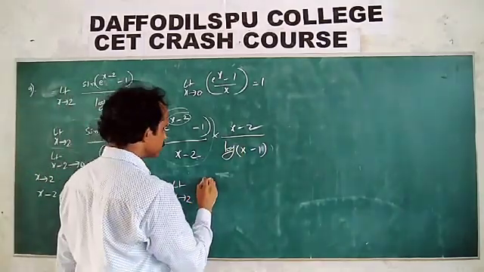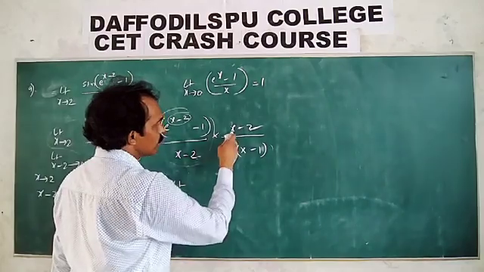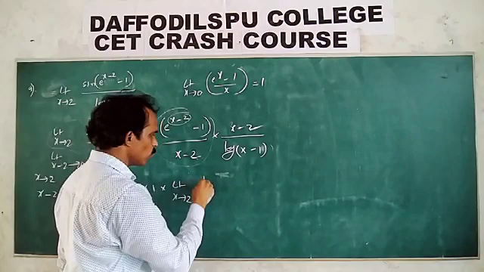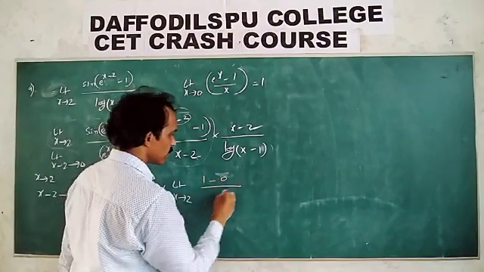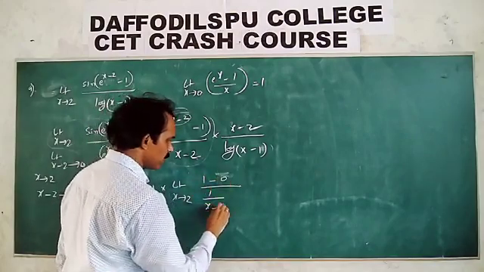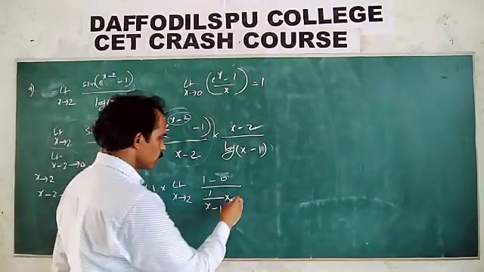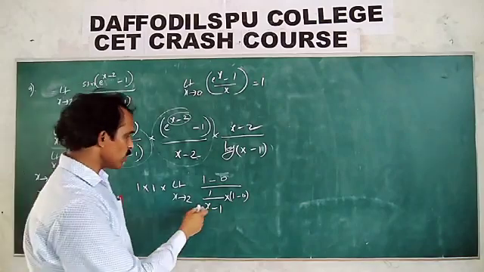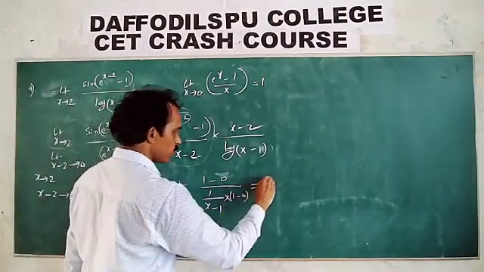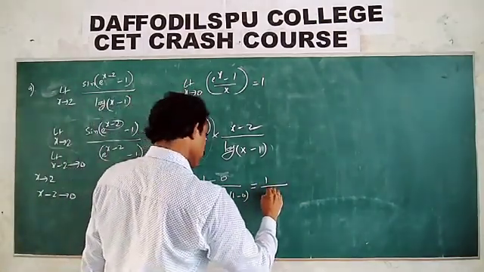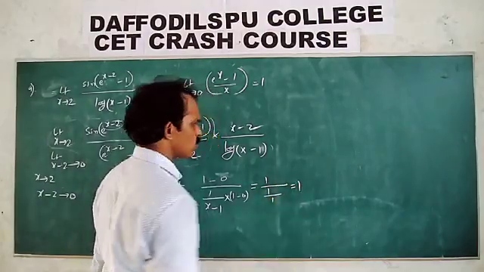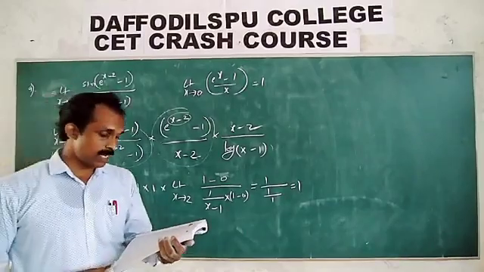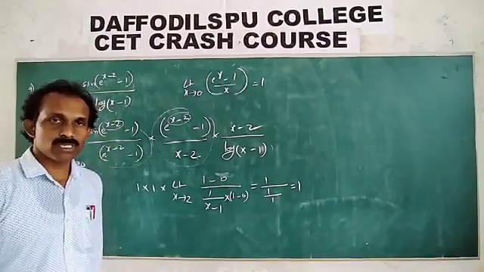How can we write? Suppose 2 minus 2, 0. Apply direct L'Hospital rule: 1 minus 0 divided by log value, 1 by x minus 1 into 1 minus 0. For this L'Hospital rule, what is the value? Now substitute 2 minus 1. So finally 1 by 1, 2 minus 1. So final answer is equal to 1. So the fourth option is the correct answer. Fourth option is the correct answer.